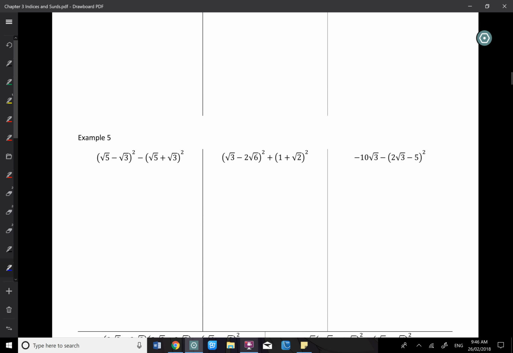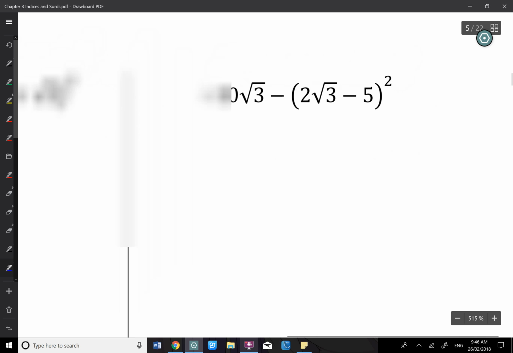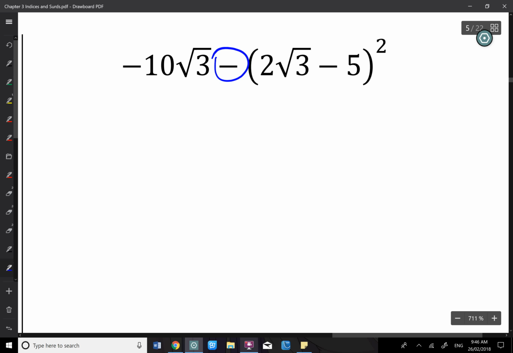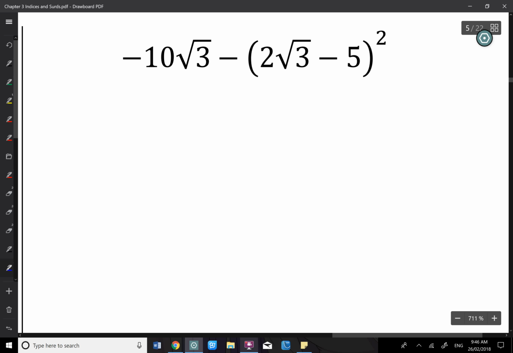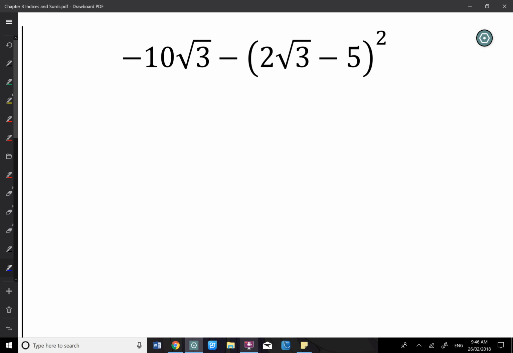Okay. Example 5, this example here. I just want to say be aware of the sign. Okay, be aware of the sign. This is a minus, so you need to be careful with the minus sign. So let's have a look at this question. Example 5. Negative 10 root 3 minus that squared.